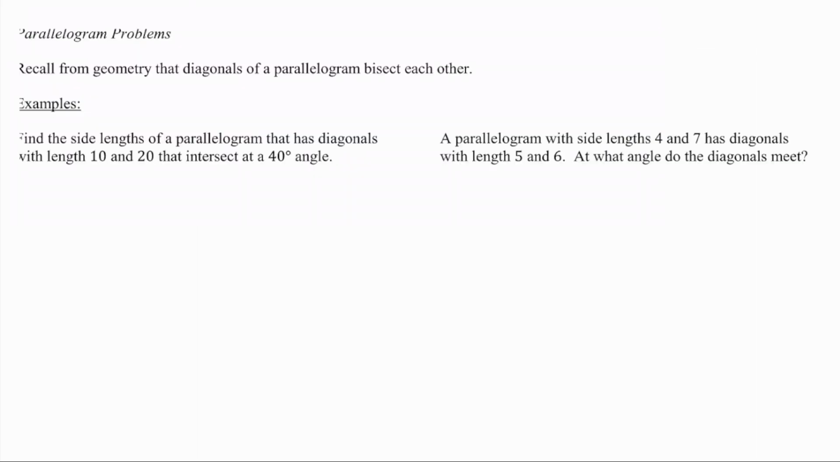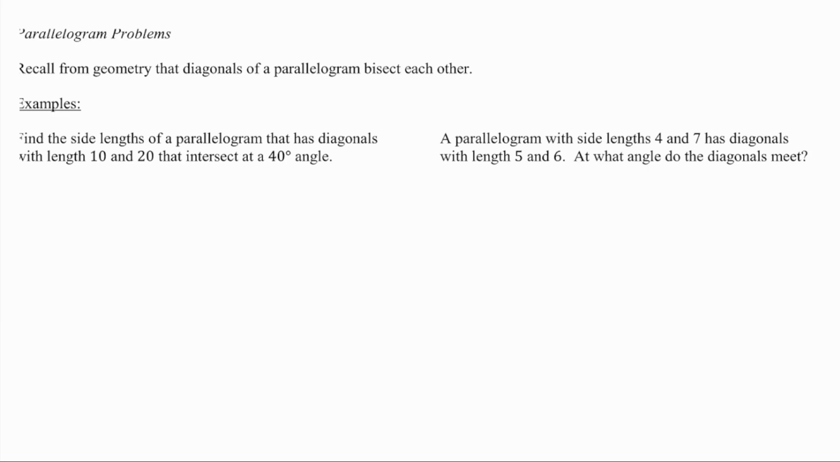Oh yes, the parallelogram problems. Now this is probably not something we're going to be doing in Algebra 2, but it's something I'll just show you. Okay, so I need you to recall from geometry that diagonals of a parallelogram bisect each other. So we've got a parallelogram that has diagonals with length 10 and 20 that are intersecting at a 40-degree angle.